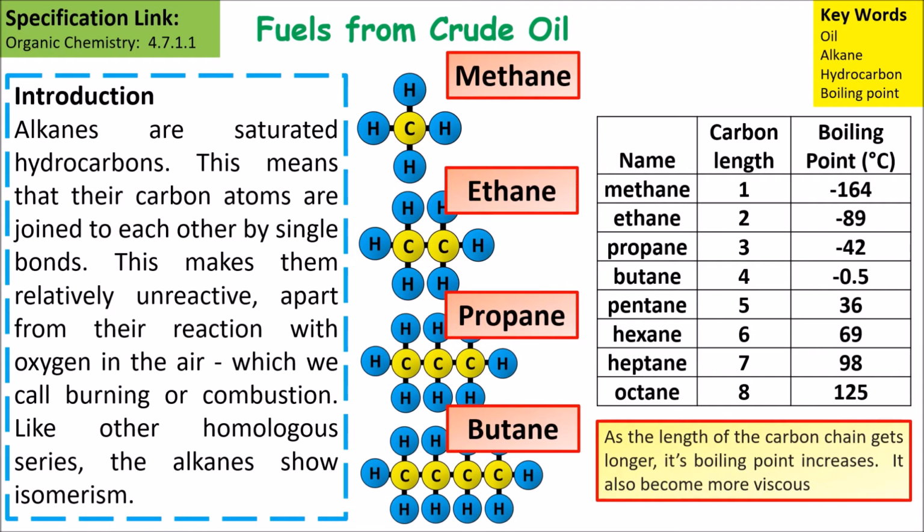So, if we actually look at the lengths of the alkanes, as the length of the carbon chains get longer, its boiling point increases, making it become more viscous.